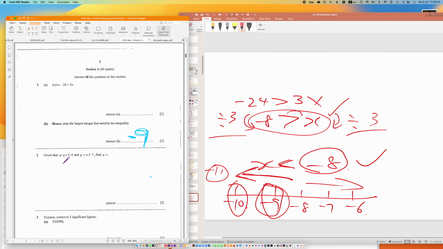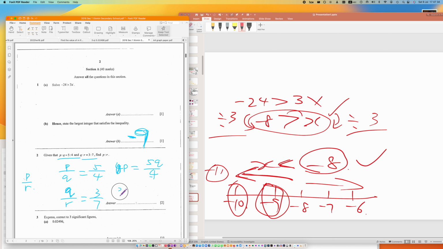Over here they test you. This is easier, but you still have to use this way. So you just use 4p equals 5q. They have the q here, right? Then to find p over r, the p here is you divide by 4. Okay, good. So this is p.